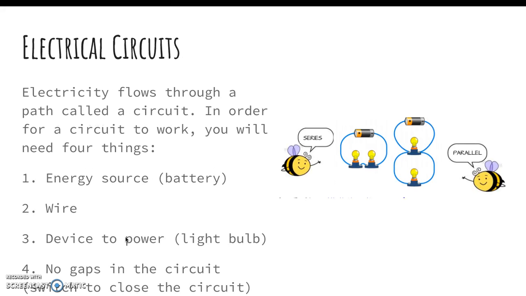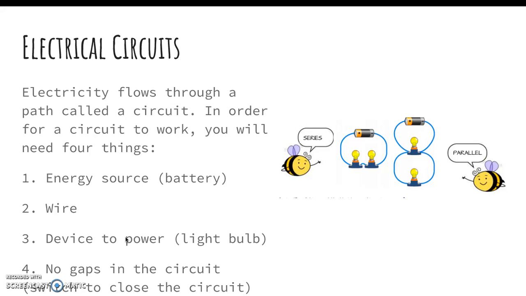The conductors we use to carry electric currents impact the electrical circuits we create. Electricity flows through a path called a circuit. In order for a circuit to work, you will need four things. 1. Energy source, usually a battery. 2. Wire. 3. A device to power. This is usually a light bulb. 4. No gaps in the circuit, usually using a switch to close or open the circuit.